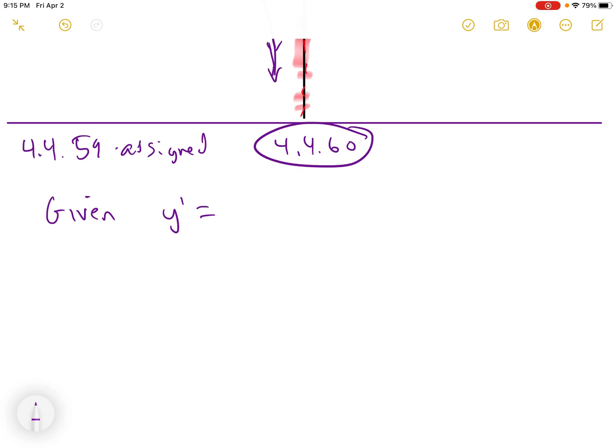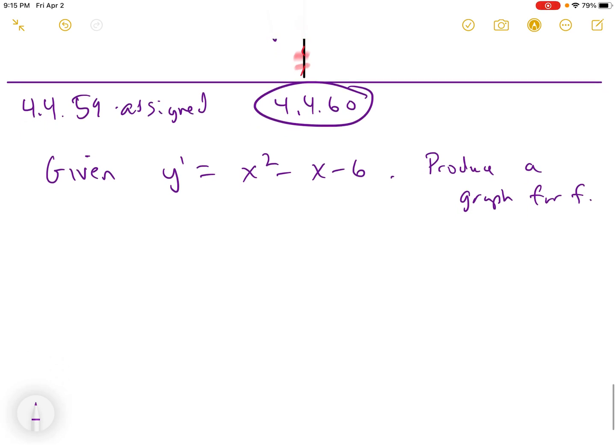So what you're given is a derivative, and you're asked to produce a graph for f, okay? Now, not all these are going to be the same because we don't have any points on our function, but they are going to have the same shape and the same sort of place where the max and mins are. So check this out. Your book doesn't do this right either, so we're going to do it my way, okay?